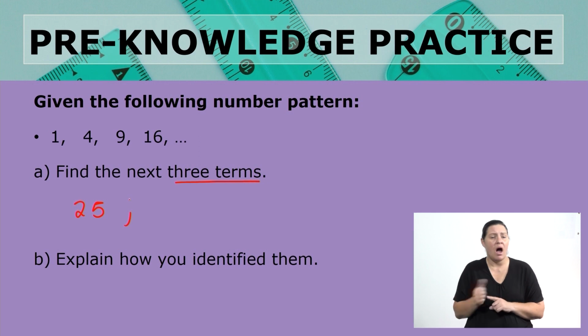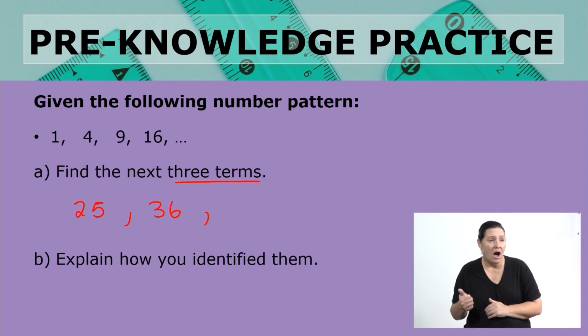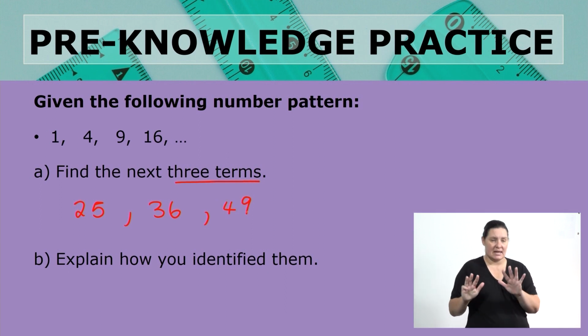And what number would come after 25? That would be 36. And what is the third one that comes after this pattern, or to continue this pattern? That would be our 49. Now the next question asks, explain how you identified them. How exactly did we identify these numbers?